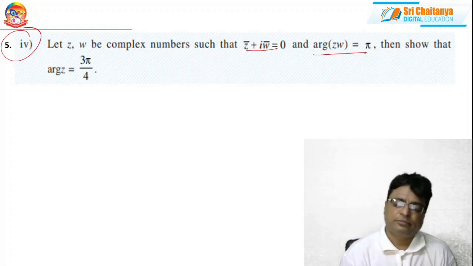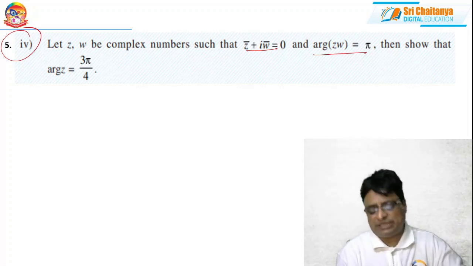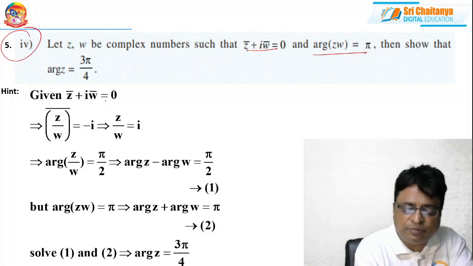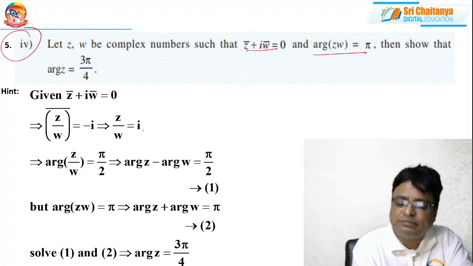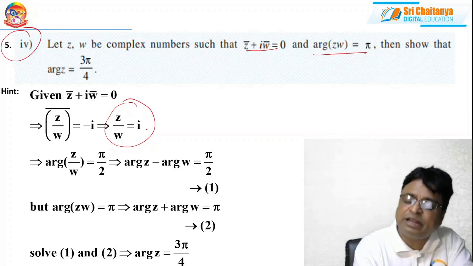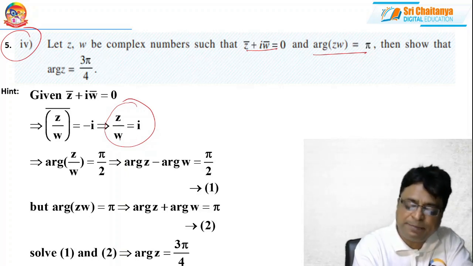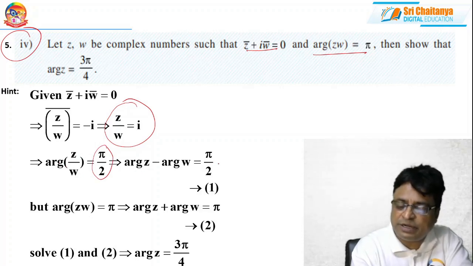How to solve? Here, I am giving a hint. Take Z bar plus i W equal to 0. I can write Z by W bar is equal to minus i. That means Z by W is equal to i, so Z by W is purely imaginary. If a complex number is purely imaginary, what will happen? Its argument is pi by 2. So what is the argument of Z by W? Argument Z minus argument W is equal to pi by 2.